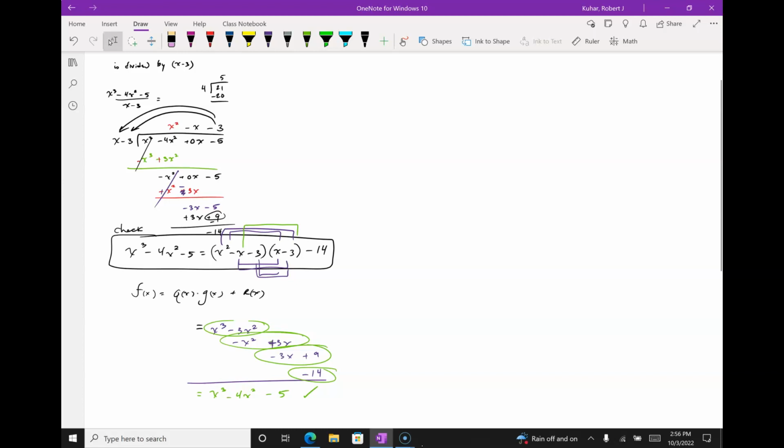I want to do those same two problems with synthetic division, okay? I want to do the same two problems I just did with synthetic division. Question? The same thing, just different ways of doing it.